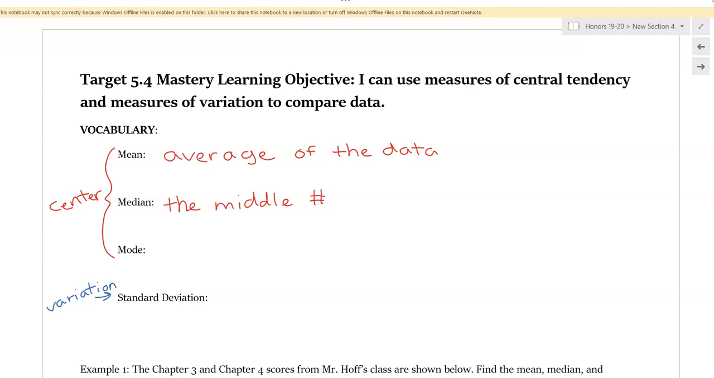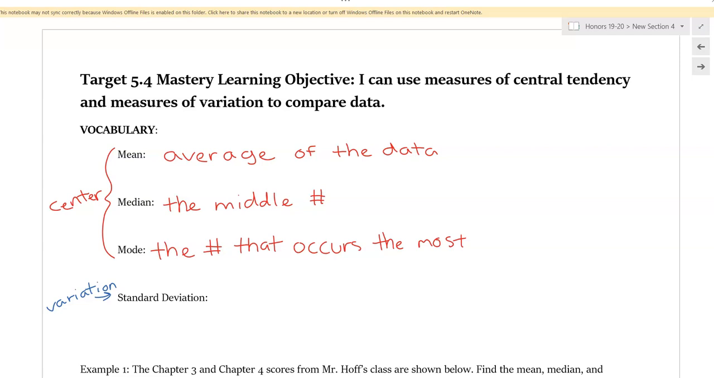And finally, mode is the number that occurs the most. Mode we don't care about too much. In statistics, the mode doesn't really tell us that much information. Like, yeah, that's cool that that occurs the most, but it doesn't always mean anything to us. So we don't really care about the mode. We really only care about the mean and the median. All right.